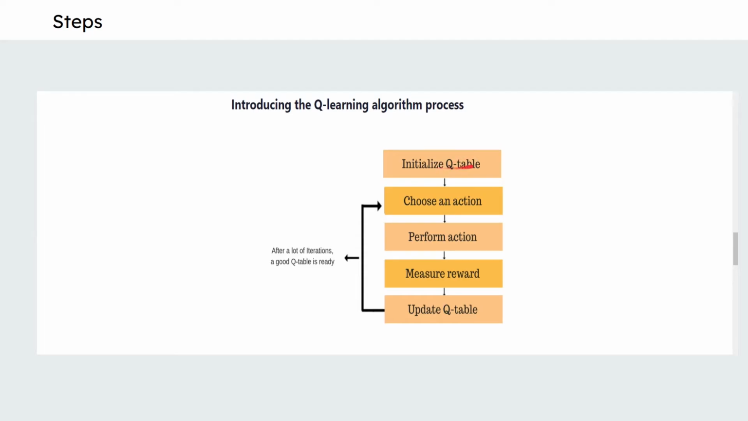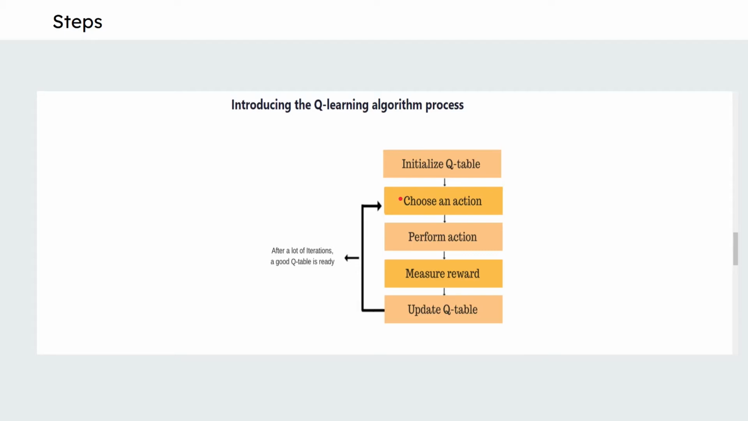So we will initialize a Q table. You can think of a Q table like a lookup table as to what the agent must do in a given environment. I'll talk about that at a later stage, so I'm just going to go over this. First, initialize the Q table. Next, choose an action, as to what to perform.